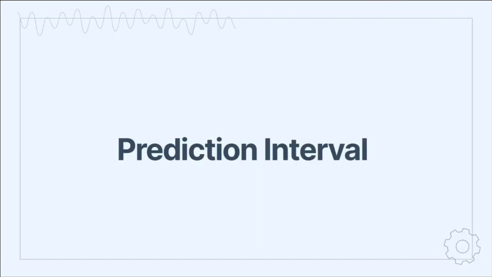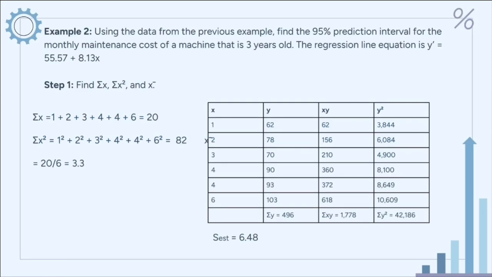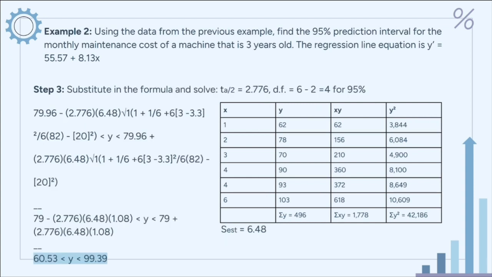Prediction interval. To calculate the prediction interval, we will use the following equation. The first step would be to calculate the sum of all the x values, the sum of each individual x value squared, and the mean of the x values. Next, we plug in 3 for the x value in the regression line equation, which is given to us in the problem. Using the t-table, find the critical value for 95% confidence and 4 degrees of freedom.